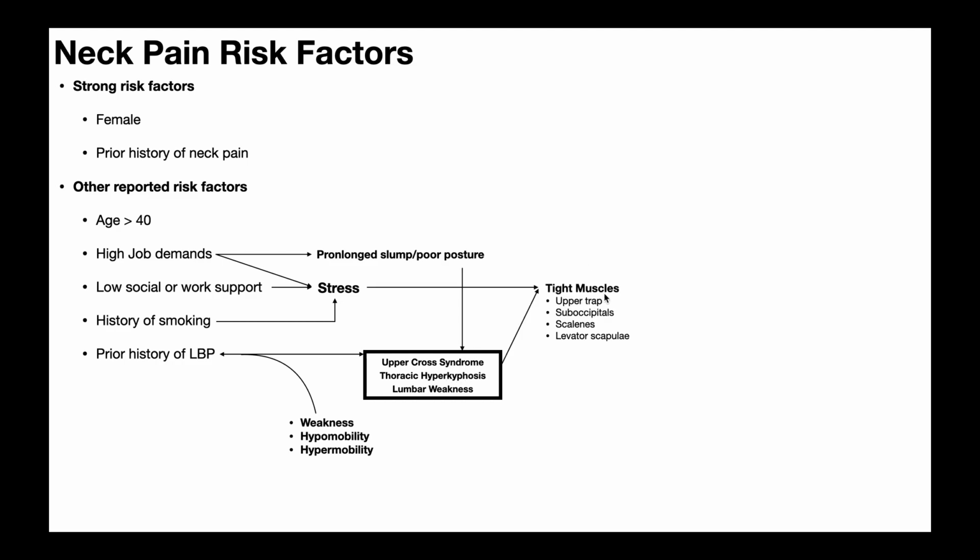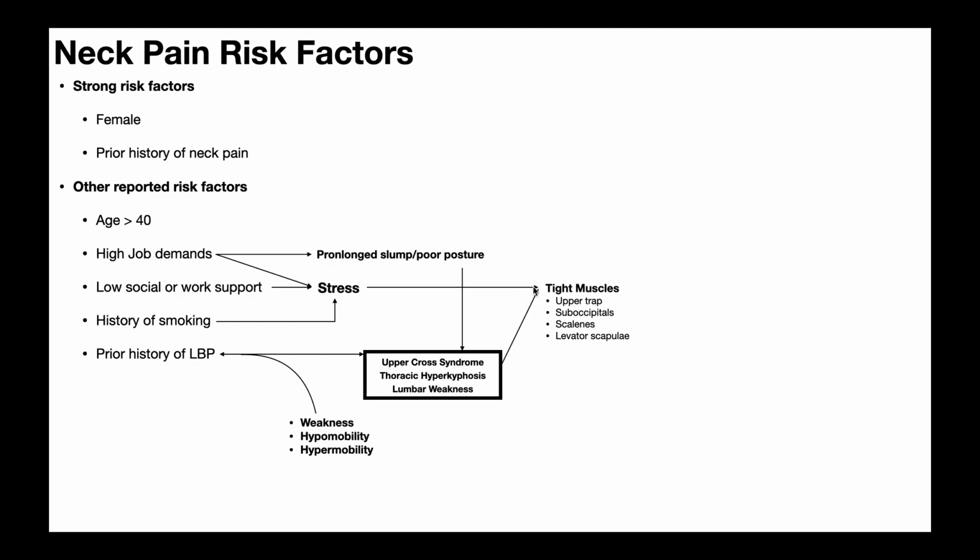Now, in particular, the upper cross syndrome and thoracic hyperkyphosis tend to be associated with tight muscles in the cervical spine. These are by no means the only muscles that can be tight in this area. However, clinically speaking, they're some of the more common ones that you'll see. So, for example, tight upper traps. I would say that a huge percentage of people that come in, regardless of whether or not they have neck pain, have tight upper traps. It has to do with our lifestyle, our prolonged posturing and stress, right? Suboccipitals, the deep neck extensors, also tend to be tight. Scalenes, levator scapulae, and of course many others including pectoralis minor.